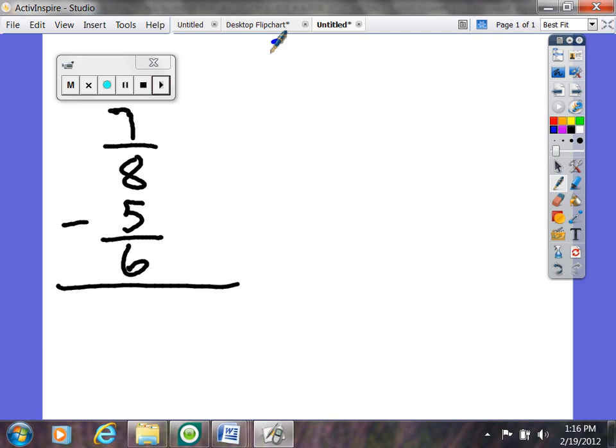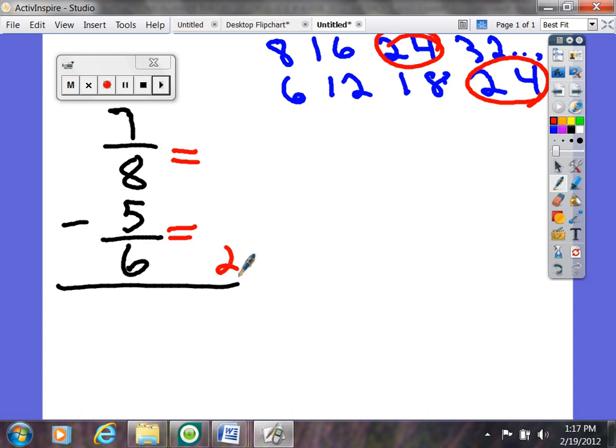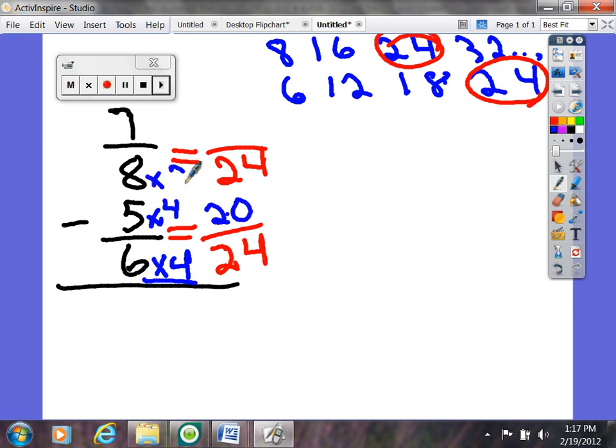So I can write out my multiples: 8, 16, 24, 32, forever. 6 would be 6, 12, 18, 24. All right, now all of a sudden I say, hey, there's a common multiple. They each have 24. So I can change them to 24. And that was pretty quick. All right, now I'm going to change them to 24 by using my rules about finding an equivalent fraction. 6 times 4 is 24. 5 times 4 is 20. 8 times 3 is 24. 7 times 3 is 21.